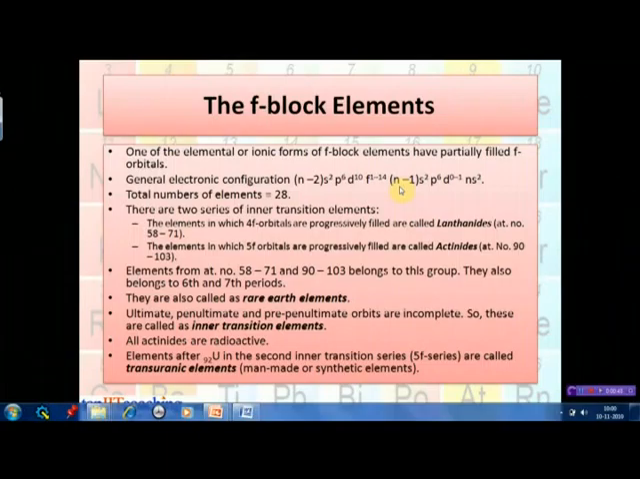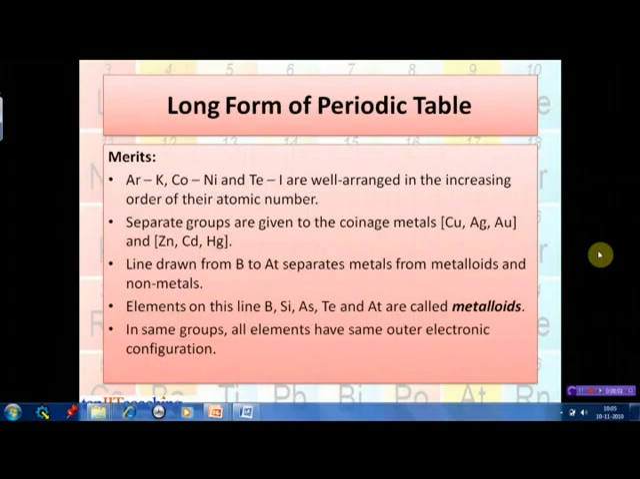The elements in which 4f orbitals are progressively filled are called lanthanides, and they form the first inner transition series. And the elements in which 5f orbitals are progressively filled are called actinides, and they form the second inner transition series. Lanthanides and actinides are also known as rare earth elements. All the actinides are radioactive in nature. Also, those elements that occur after uranium, that is after atomic number 92 in the second inner transition series, are known as transuranic elements. They are all man-made or synthetic elements.